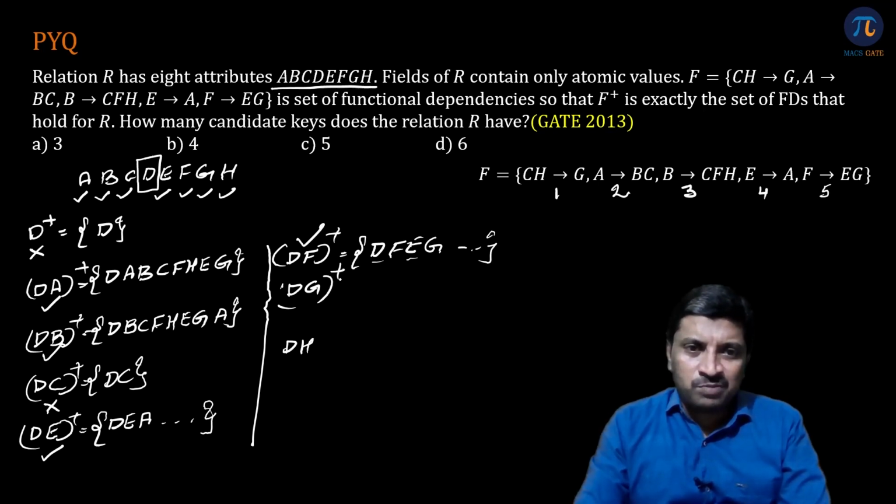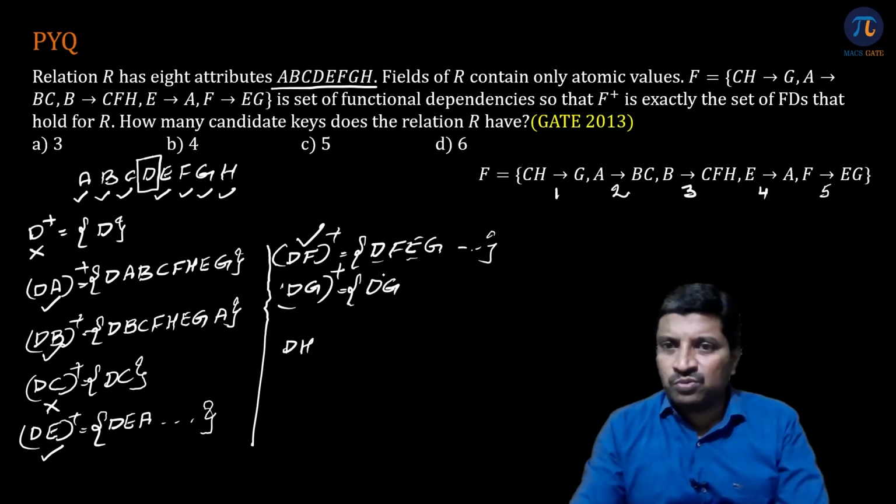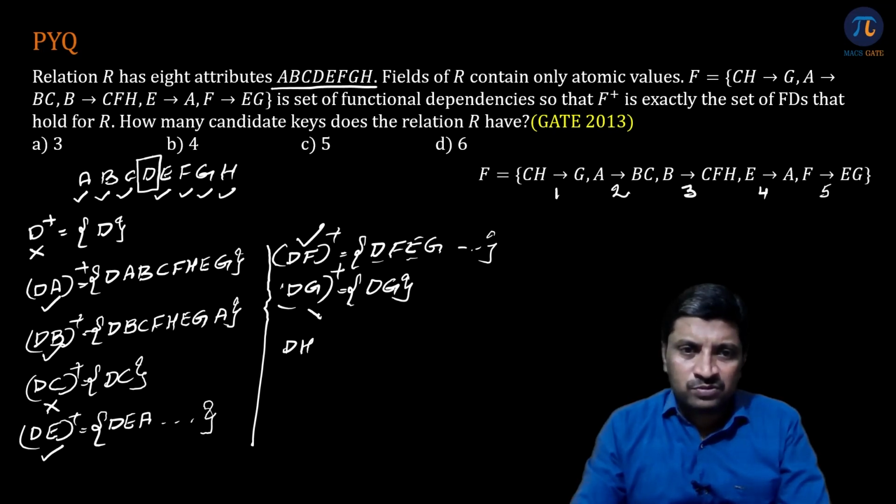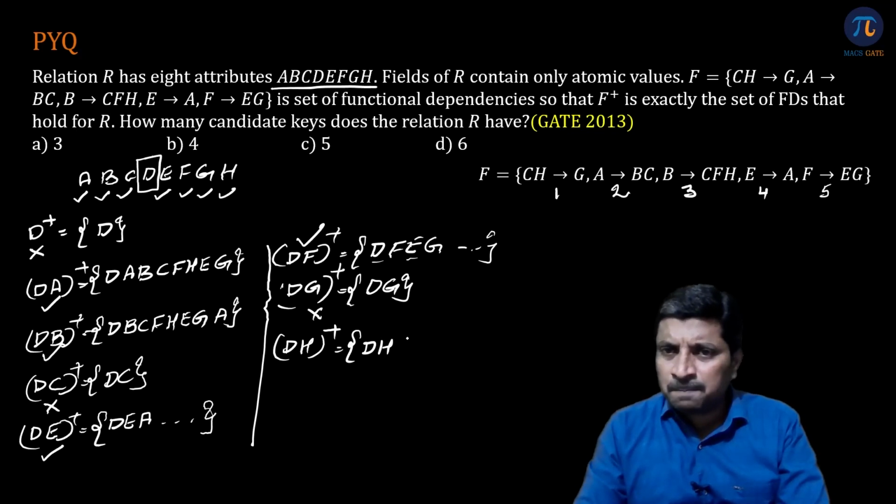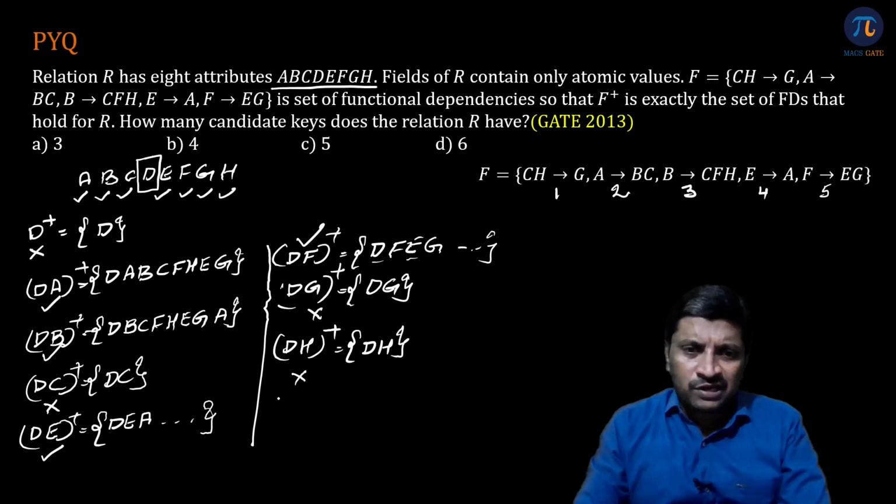What about DG? DG for sure. Then no other attribute is possible. So this is not a candidate key. What about DH? D fine, H fine. Anything else? No. So this is not a candidate key.